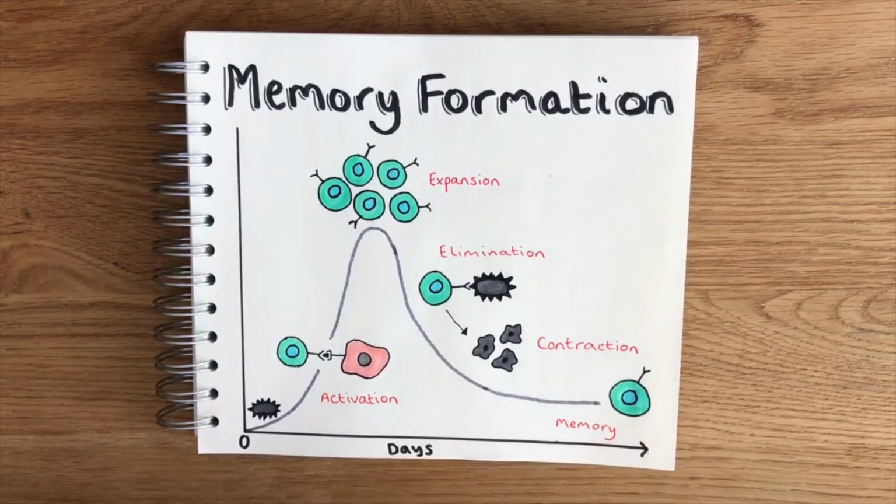Okay, so to summarise, the adaptive immune system is a slower but far more sophisticated arm of our immune system. It can recognise specific pathogens and target them in a direct manner. It is also able to develop memory, so it can remember what we've been previously infected with and then tackle it much quicker if we're ever re-exposed to that particular pathogen again in the future.